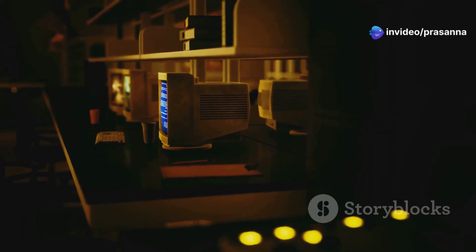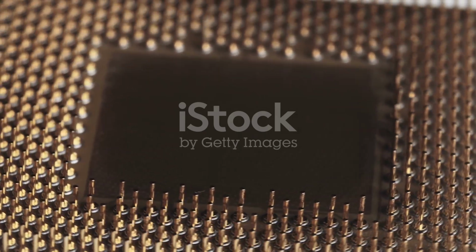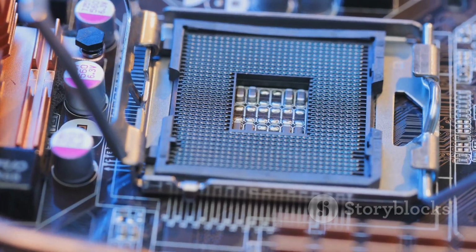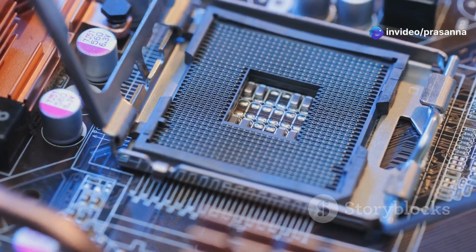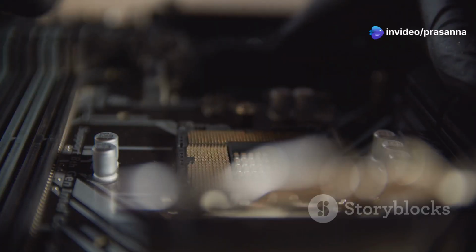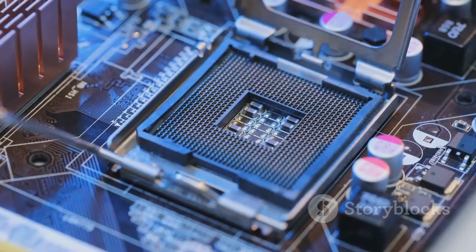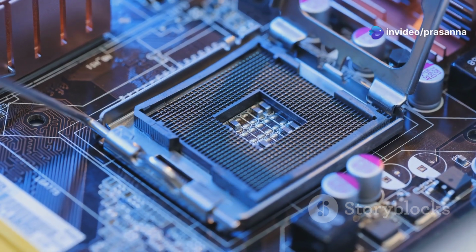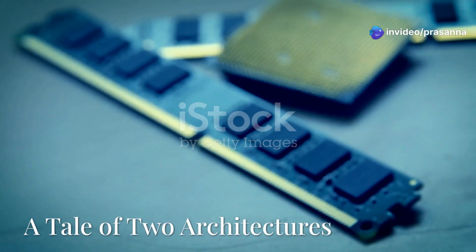In the early days of computing, resources were limited, and every byte of memory counted. ISAs were designed to be simple and efficient, with a focus on minimizing the number of transistors required to build a CPU. As technology advanced, CPUs became more powerful, and ISAs evolved to take advantage of these advancements. Some designers focused on creating ISAs with complex instructions, while others stuck with simpler designs. This led to the emergence of two dominant ISA philosophies: complex instruction set computing, or CISC, and reduced instruction set computing, or RISC.